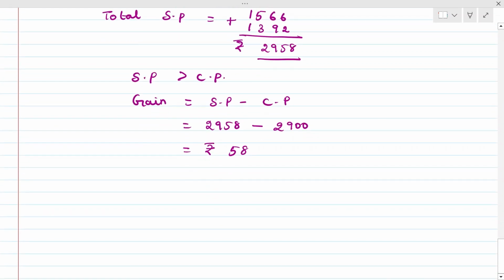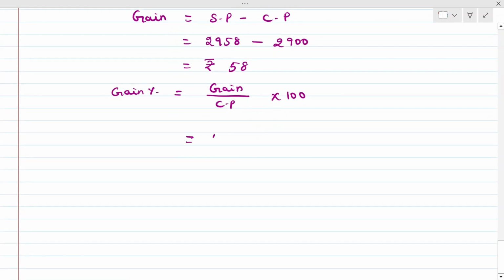But they have asked for the gain percentage. So gain percentage is equal to gain divided by CP into 100. Gain is 58 rupees, for CP of 2900, the entire one. Okay, so now these twos will be cancelled. This is 1 and 2. So the gain percentage is 2%. So the girl bought two jeans and sold one for a gain of 8% and the other for a loss of 4%. Overall, that girl got a 2% gain.